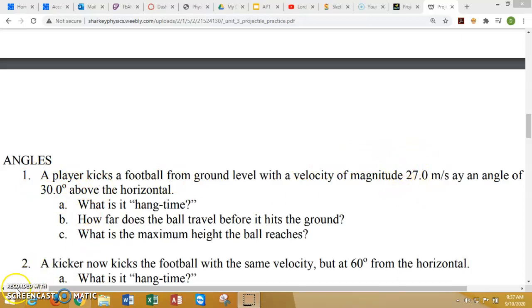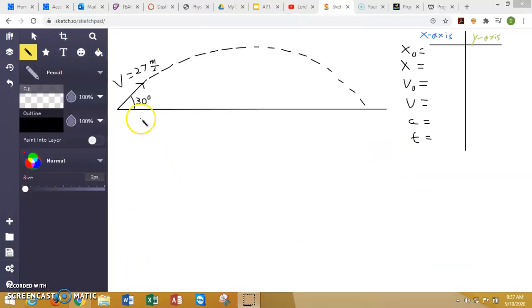I'm going to put those in my picture. So here they are, put in the picture. It's kicked at some angle. I'm sure there's a force, but force doesn't come into play here. We don't care about what the force is because we only care about what happens to the ball after it leaves the foot. The velocity initial is 27. I guess I can call that V0.